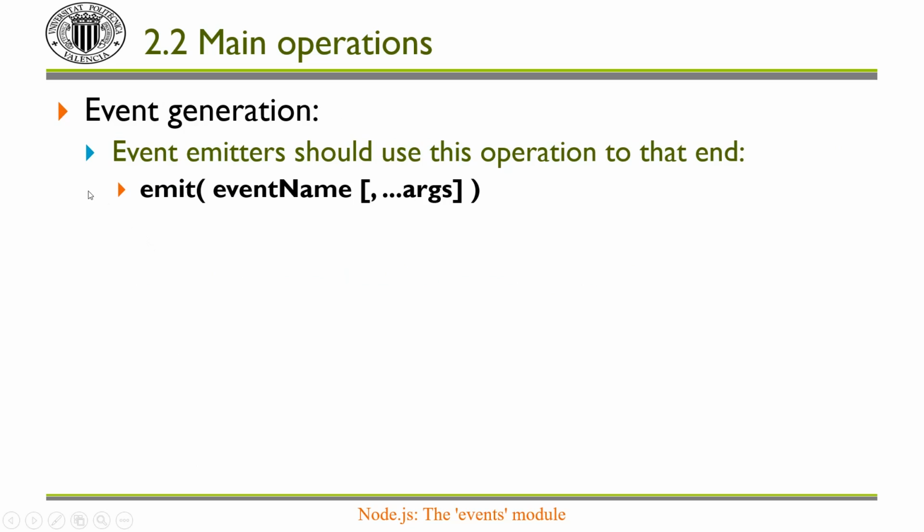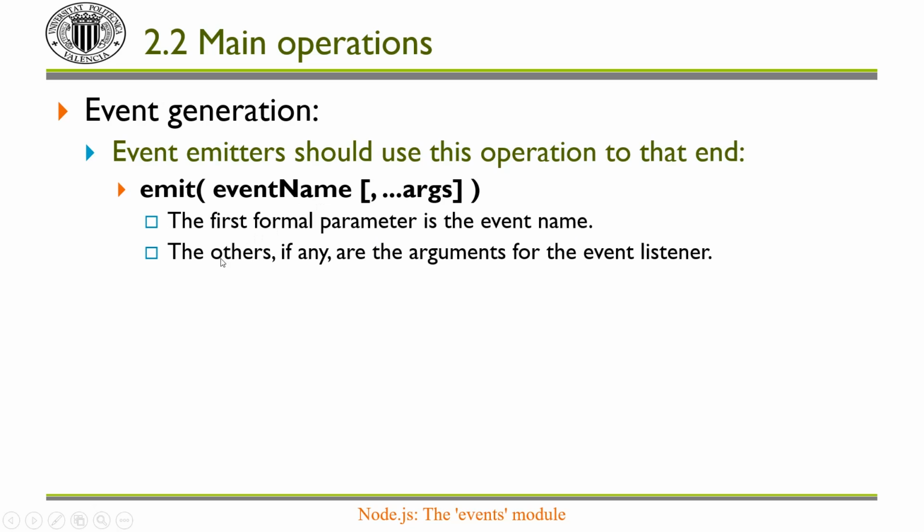Well, let's consider now event generation. To this end, we should use the emit operation. In that operation, the first formal parameter is the event name, and it's mandatory. And subsequently, we may use many other arguments. Those other arguments will be passed in order to call the associated event listeners. But how many arguments are needed is a decision that should be taken by the programmer.